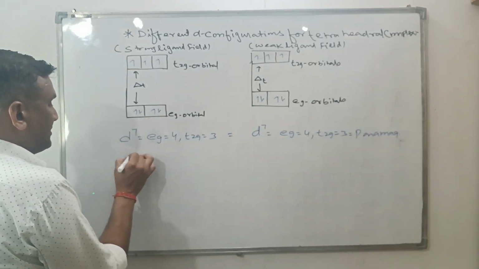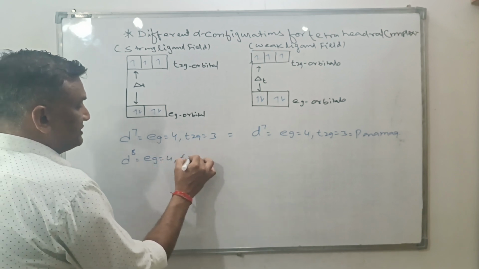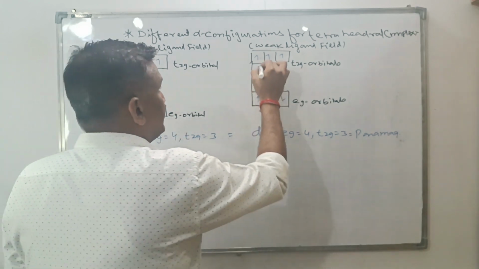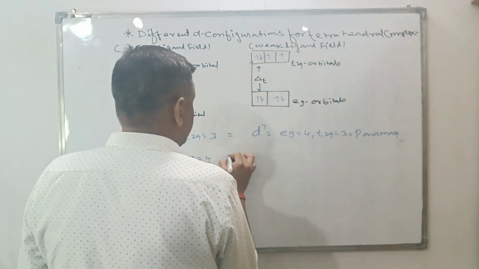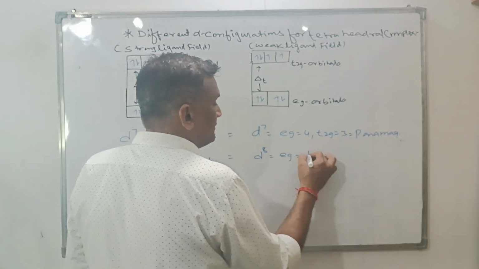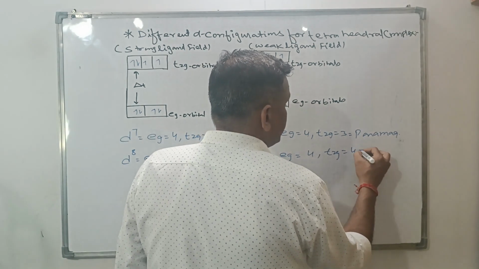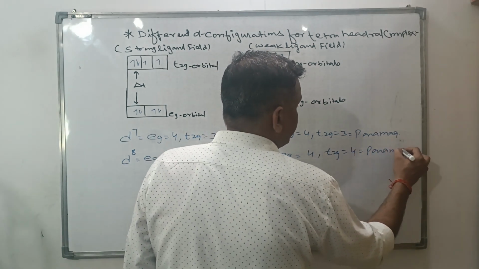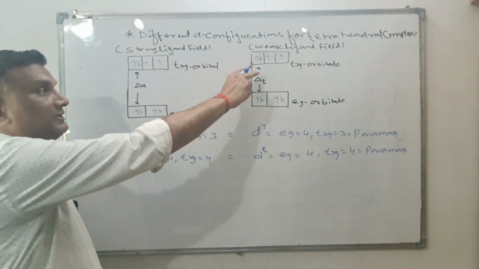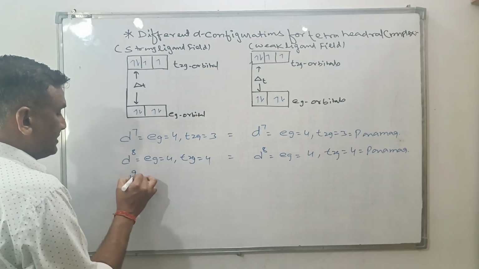Now the time to discuss the d8. Eg is 4 and t2g will also be 4 like this. This is the 4th electron. Here will also be the 4th electron. So this is the d8. Eg is equal to 4 and t2g is equal to again 4. This is paramagnetic. Both have the same paramagnetism because here are 2 unpaired electrons and here are also 2 unpaired electrons.